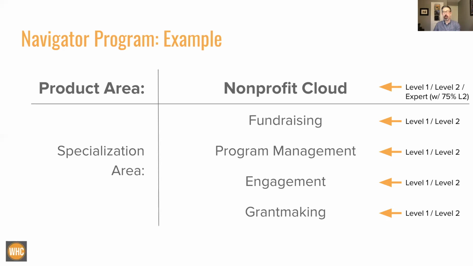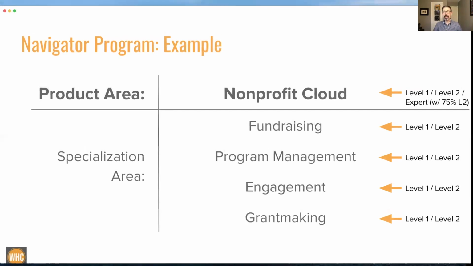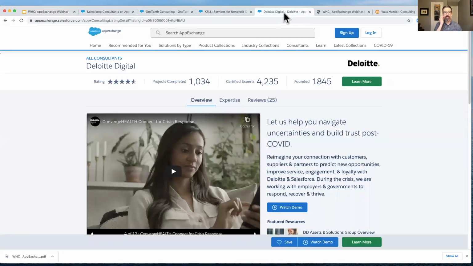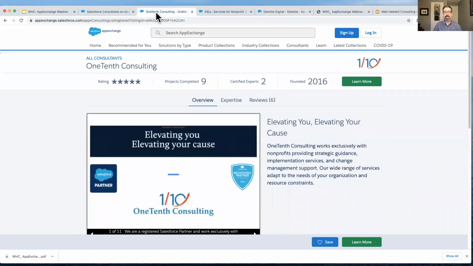All right, so that's enough talking about Navigator. Let's take a look at how all of these different pieces come together on a consultant's AppExchange page. So first of all, let's talk about years in business. I'll go to 1/10 for this. So what does when a firm was founded tell you about that particular company?